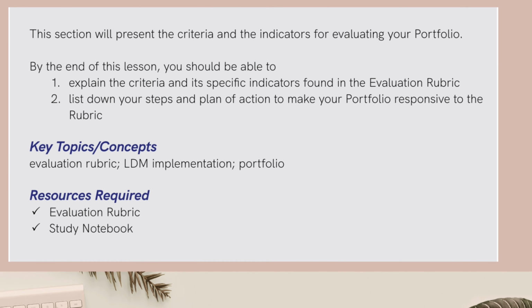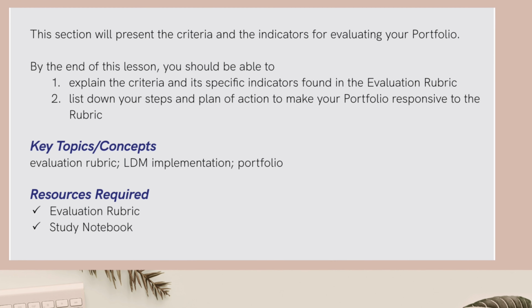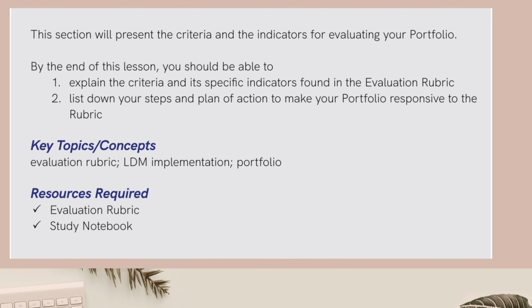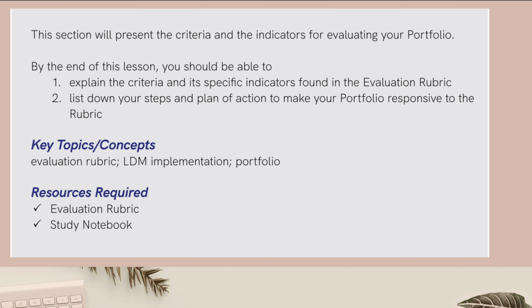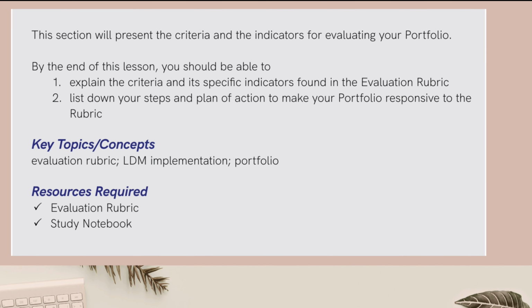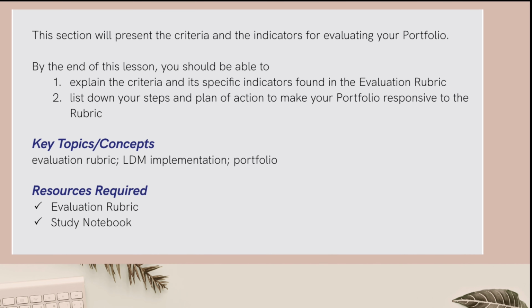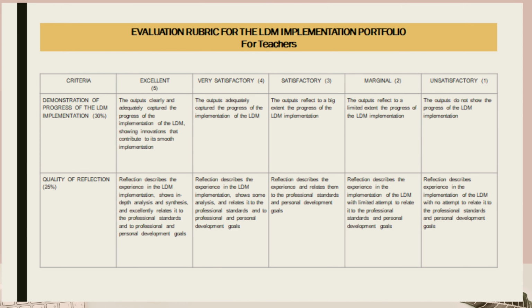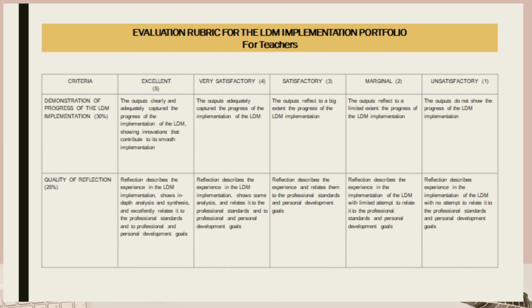By the end of this lesson, you should be able to explain the criteria and its specific indicators found in the evaluation rubric, and list down your steps and plan of action to make your portfolio responsive to the rubric. Key concepts: evaluation rubric, LDM implementation, portfolio. Resources required: evaluation rubric, study notebook. Here is the evaluation rubric for the LDM implementation portfolio for teachers.